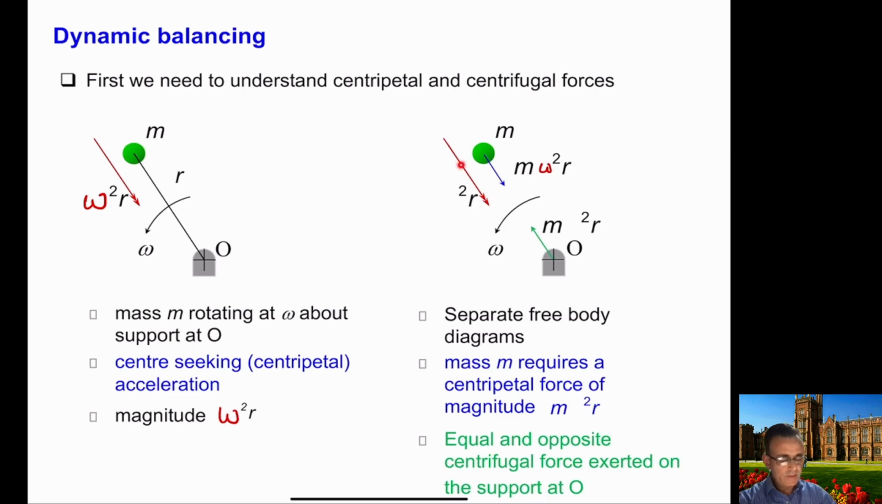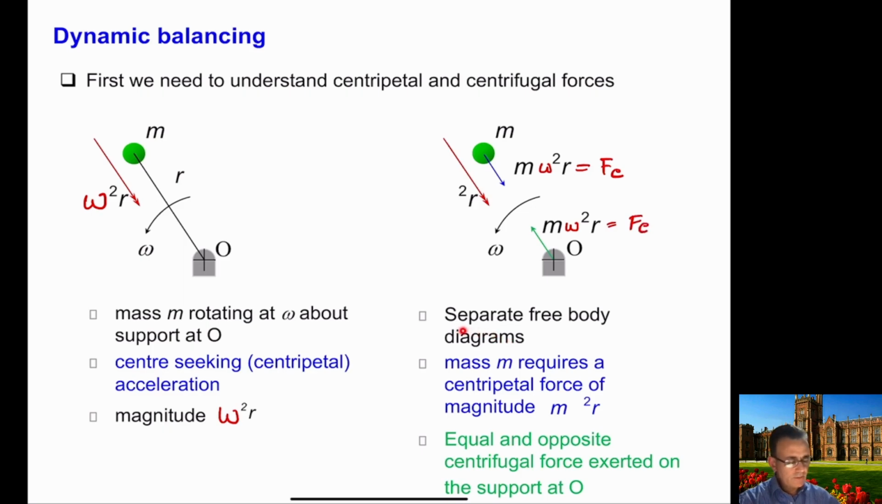So if you multiply the mass with the centripetal acceleration, you will get the centripetal force here. This is what we call the centripetal force. And in addition to this, the mass will exert the same force on the support here, and the magnitude of this force is again m omega square r. And again, this is what we call the centrifugal force.